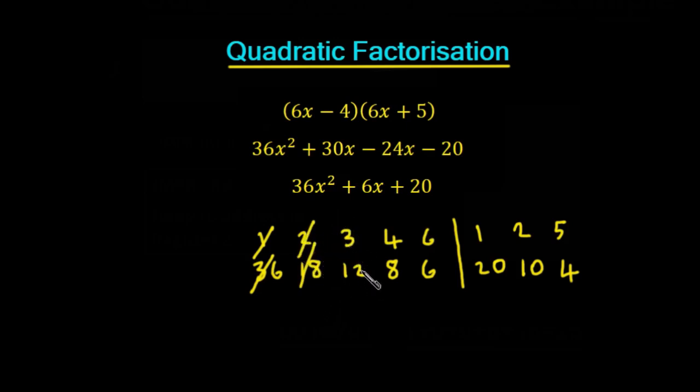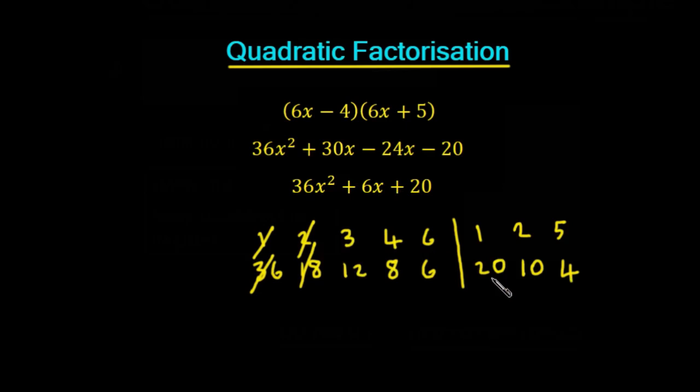This one here is going to be similar to these two, because you're going to have 12 times 20, which is a big number, so you're not going to get to 6x. You're going to have 12 times 10, which is a big number, we're not going to get to 6x, and you're going to have 12 times 4. Again, we're not going to get to 6x, and you could try it around the other way as well.